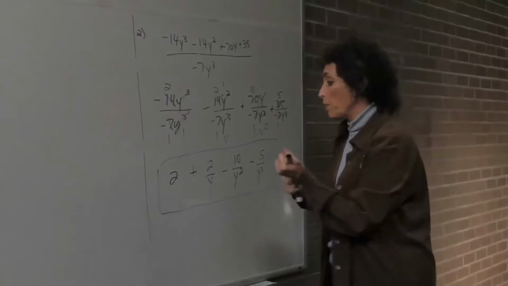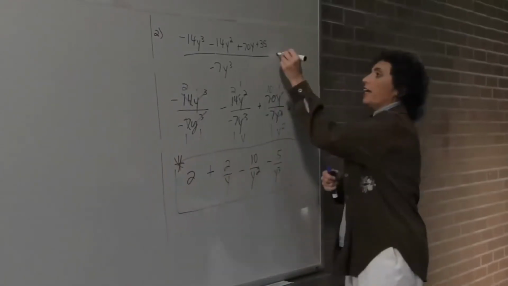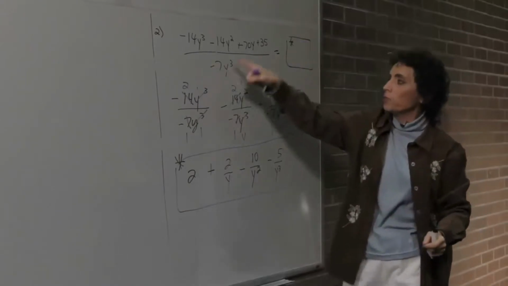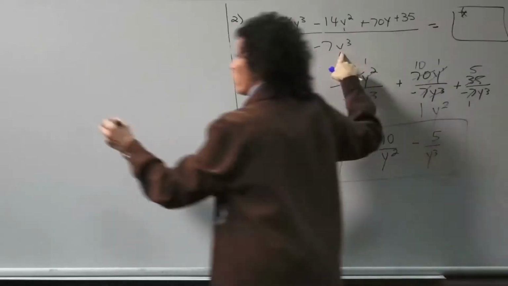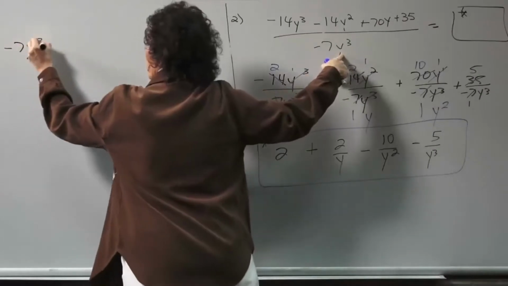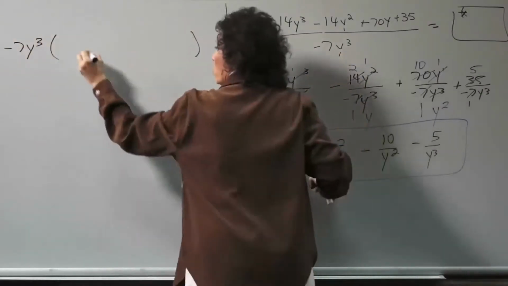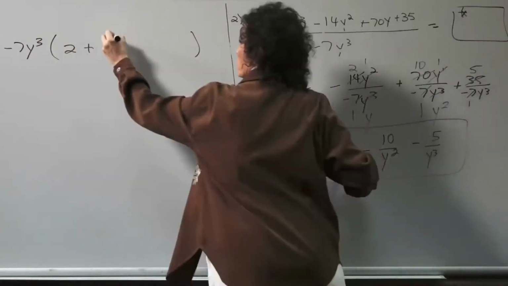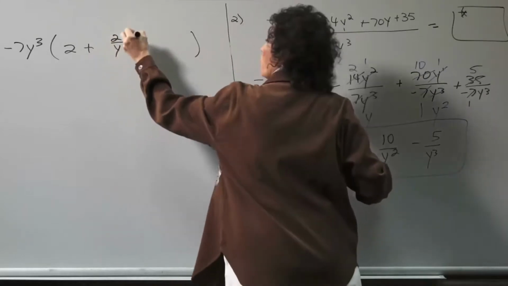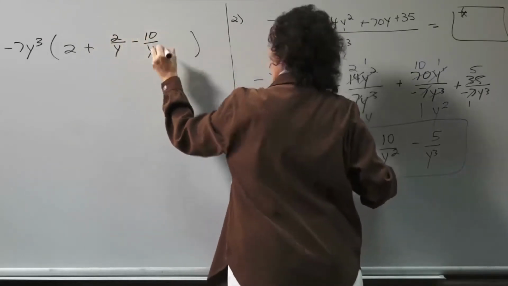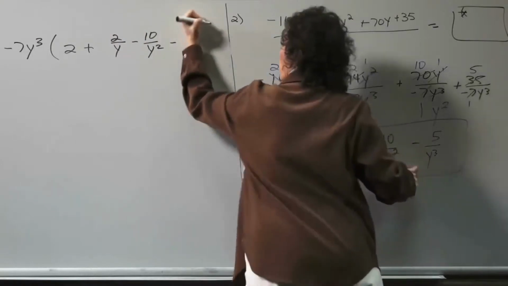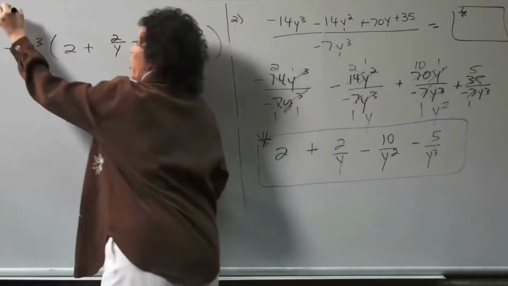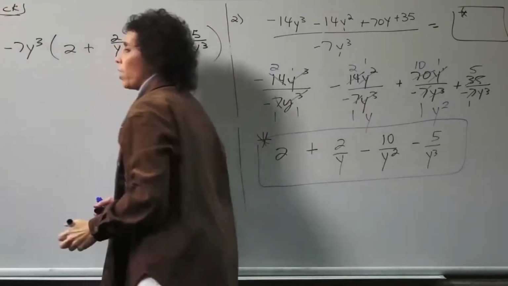Okay, let's take a look. Remember, this is the answer to this, right? So to check it, we have to multiply the answer times this to get this. So here we go. Negative 7y cubed times, we'll write this as the check in a minute, 2 plus 2 over y, and it should be in your workbook at this point anyway, minus 10 over y squared, minus 5 over y cubed. There we go. And this is the check. Ready to roll? All right.